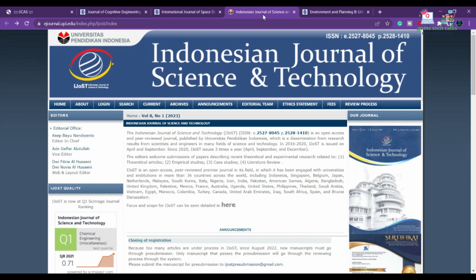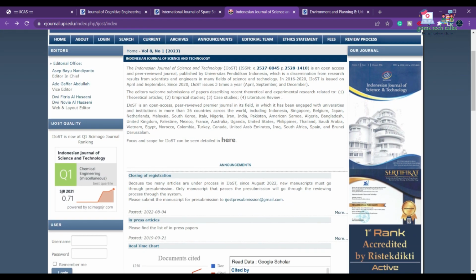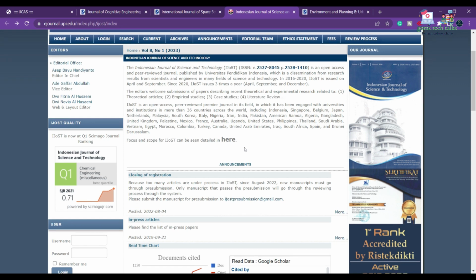So let us go to the next journal, which is Indonesian Journal of Science and Technology. This is a paid one. Here you can see what they are concentrating on. The editors welcome submission of papers describing recent theoretical and experimental research related to theoretical articles, empirical studies, case studies, and literature review. Great. But what about the scope?